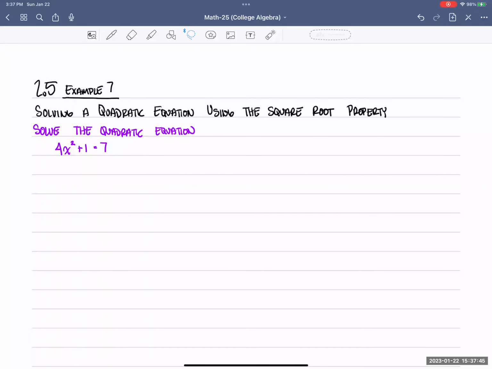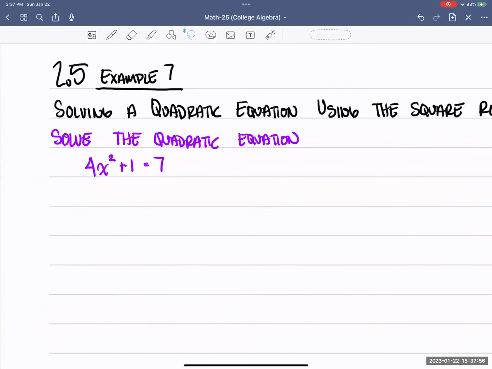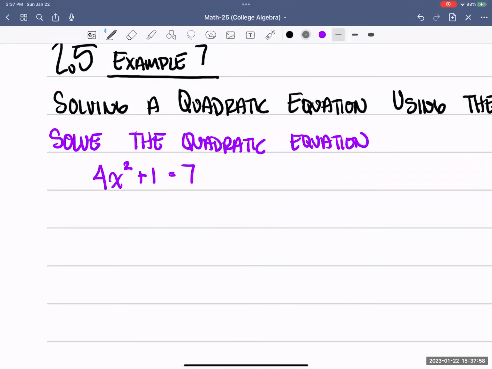Section 2.5, example 7, solving a quadratic equation using the square root property. Solve the quadratic equation 4x squared plus 1 equals 7. All right, so we have this equation. It looks like we could potentially use the square root property, but let's see. Let's try to solve for our variable first.